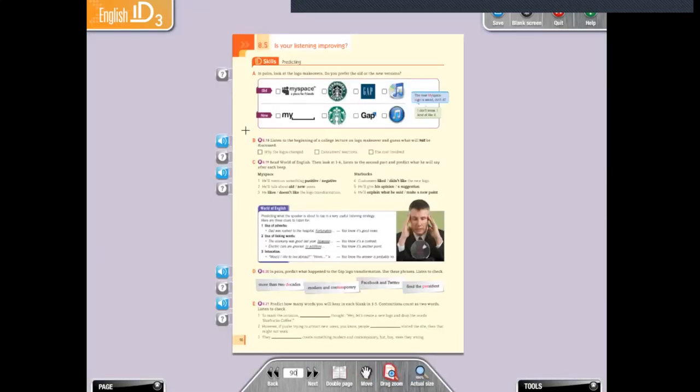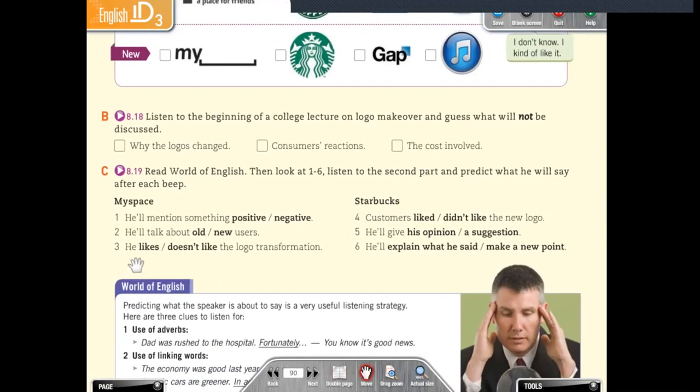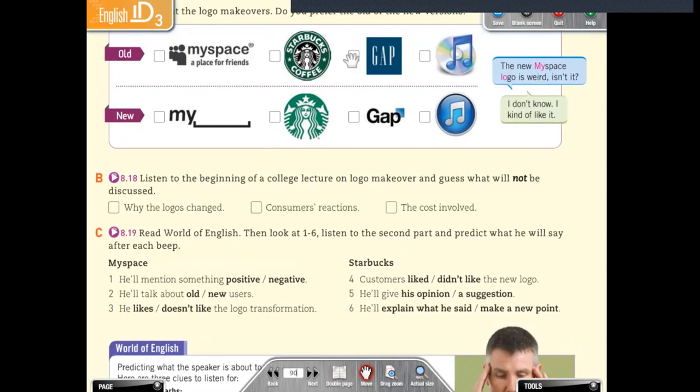So then we have this exercise to be completed. Exercise B, you're going to listen to the beginning of the college lecture on Logo Makeover. Makeover means to change. I know that you're familiar with that because there are a lot of TV shows about makeovers. People make over many things: houses, appearances, a car sometimes. And guess what will not be discussed? We have three topics here about logos, makeovers. Which one is not mentioned?